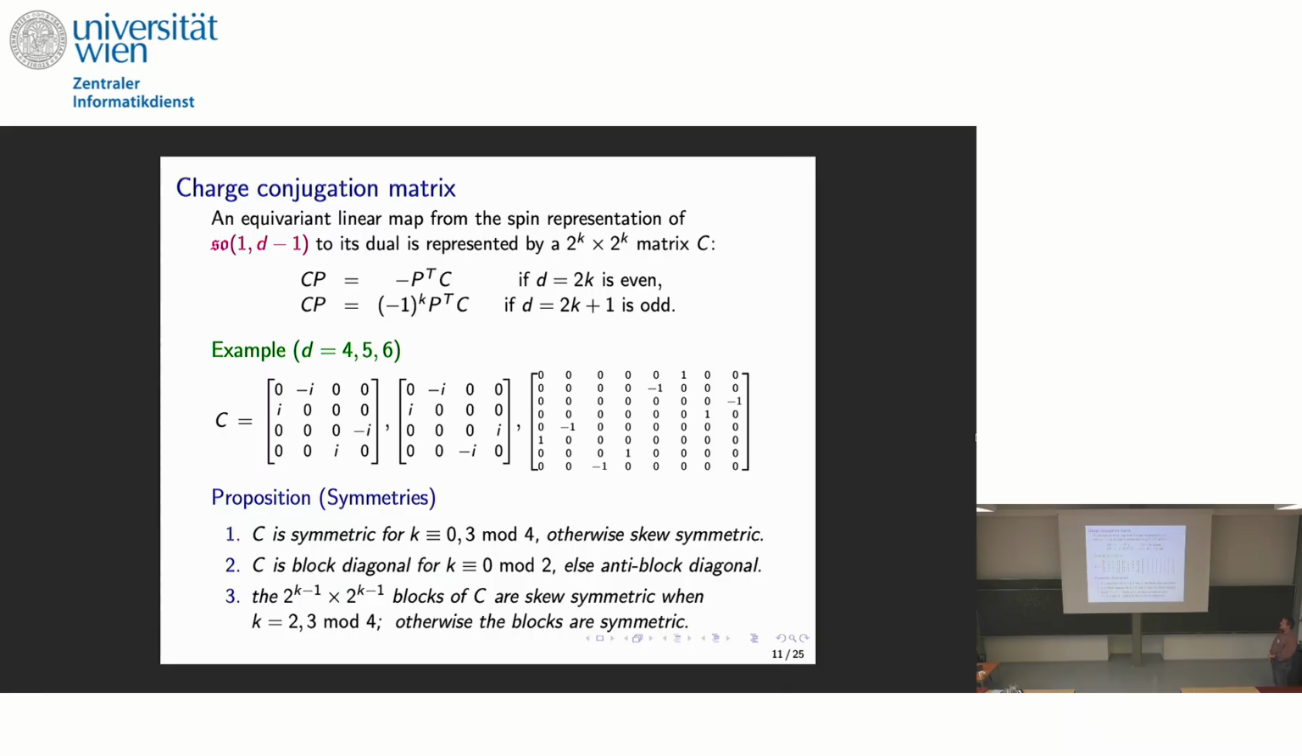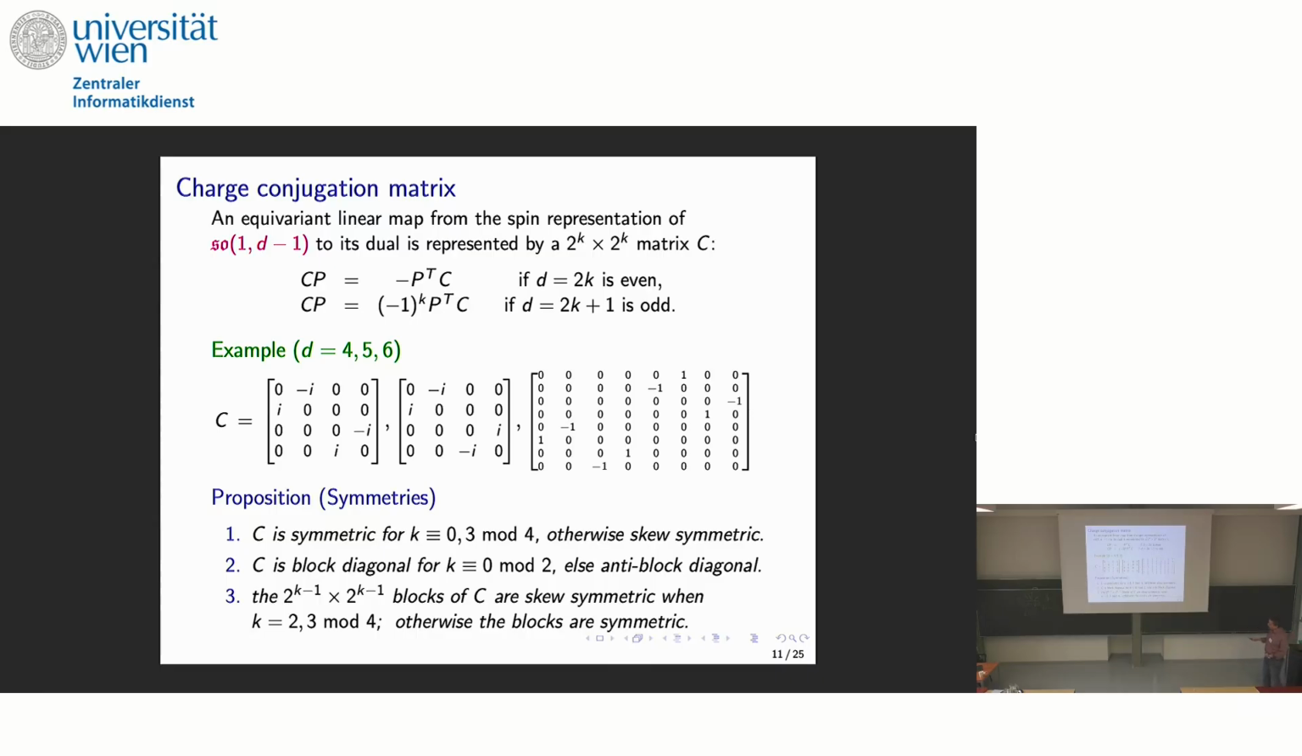Now, the symmetries of this matrix are quite nice. C is a symmetric matrix if K is congruent to 0 or 3 mod 4, otherwise skew-symmetric. Now, if K is even, then this is a block matrix, like here. And if K is odd, then it's an anti-block matrix. So block matrix, anti-block matrix.